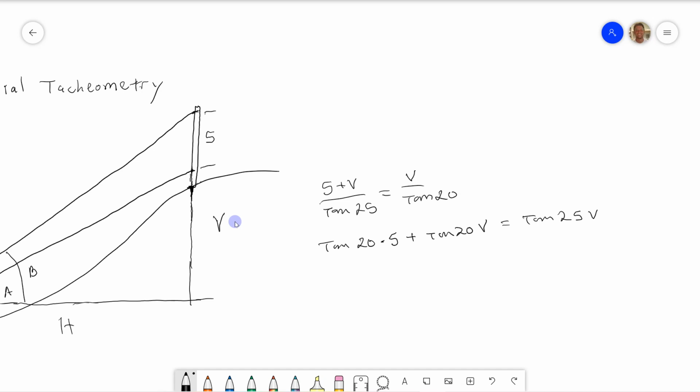Let me make sure I got that right. Tangent 20, so if you multiplied that by that, you get tangent of 20 plus tangent of 20V. Tangent of 20 times 5 is tangent of 20V. Cross multiply that, you get tangent 25V. So we have like terms here, so we could go minus tangent 20V, and we could get tangent of 25, so that cancels out. It goes to the other side. This one here, we can solve for that. Let's go ahead and see if we can do that then.